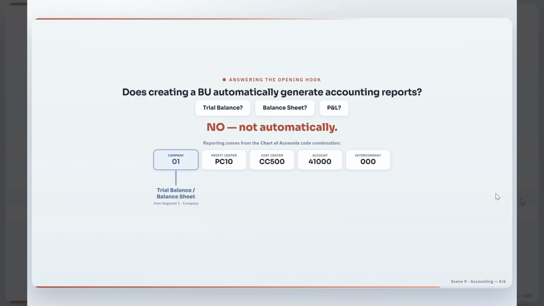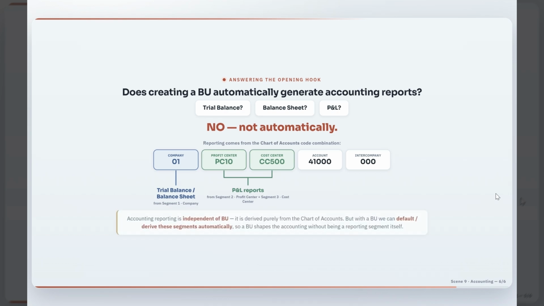The company segment can be used to identify the balancing entity for trial balance and balance sheet reporting. Profit center and cost center segments can support management and profit and loss reporting. The exact reporting design depends on the chart of accounts and accounting configuration. The BU itself is not automatically a reporting segment. However, the BU can influence accounting because Oracle can use transaction context and configuration to default or derive segment values. In that way, a BU can shape the accounting without itself becoming the source of every financial statement.